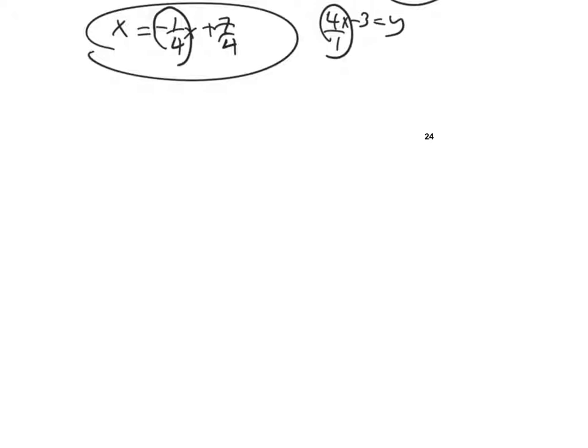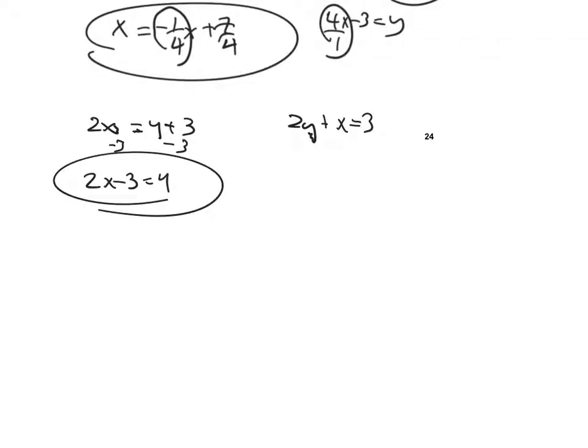So let's look at C. I'm going to have 2x equals y plus 3, and 2y plus x equals 3. So I'm going to solve for y, so I'm going to subtract 3. So 2x minus 3 equals y. There's one equation. And the other one, I'm going to subtract x. So that'll be 2y equals negative x plus 3. Divide by 2. y is equal to negative 1/2 x plus 3/2.